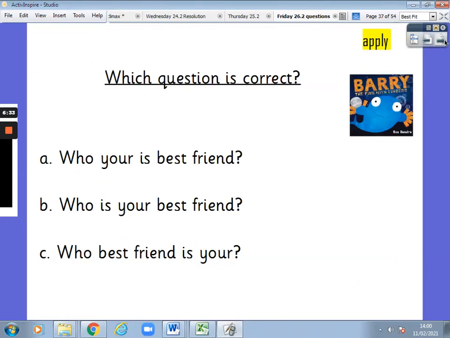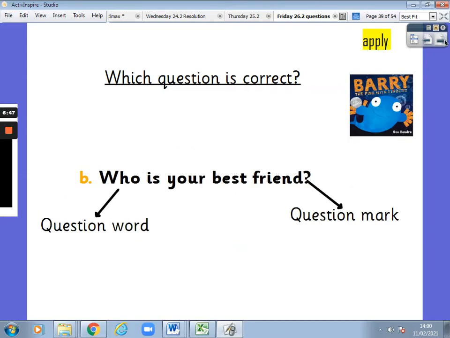Which question is correct? Is it A, who your is best friend? B, who is your best friend? C, who best friend is your? B was the correct question. Who is your best friend? Our questions start with the question word who and finish with a question mark, and the words are in the correct order. It sounds right. Who is your best friend?